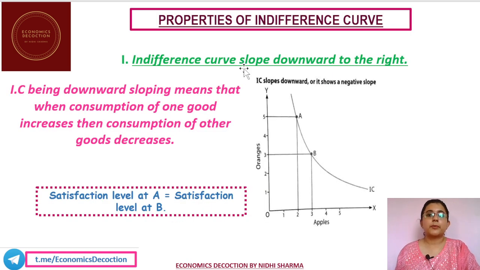Now we move on to the properties of the indifference curve. The indifference curve slopes downward to the right. This is the first and the most important property of the indifference curve. IC being downward sloping means that when consumption of one good increases, the consumption of the other good decreases. This leads to a downward sloping indifference curve. Okay? But the satisfaction at level A would be the same as satisfaction at level B, which we have already discussed in the previous slides.